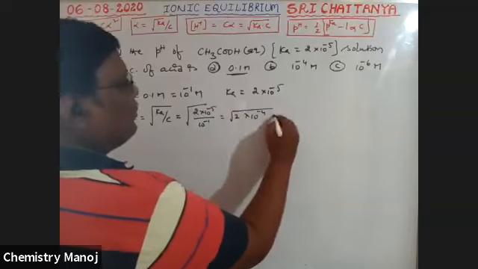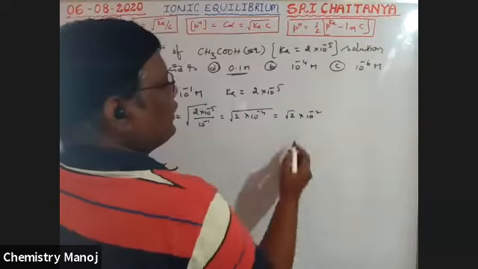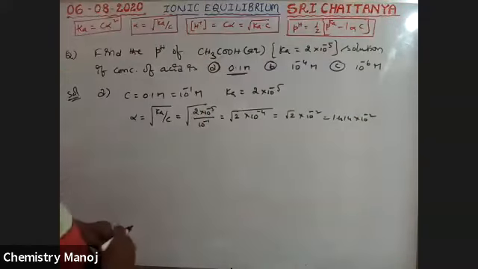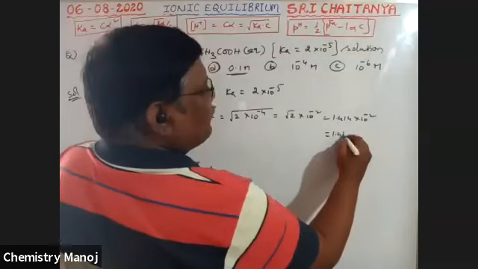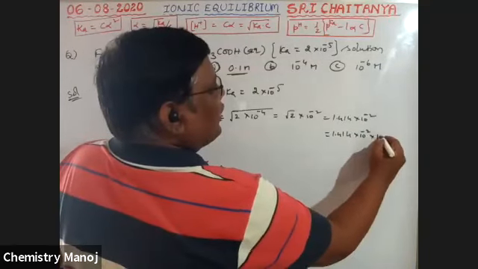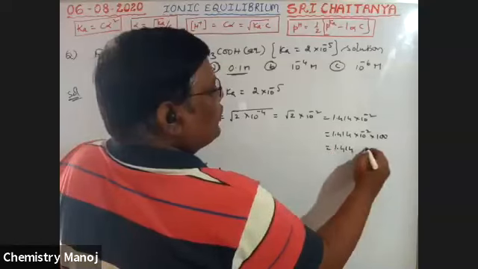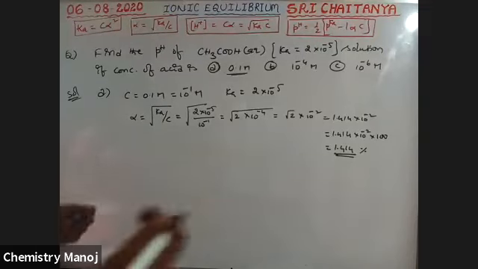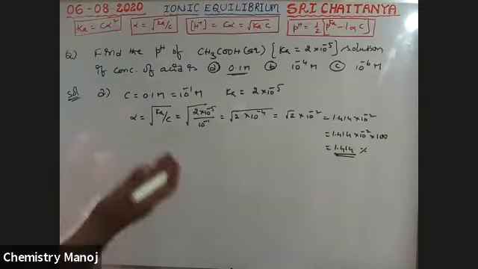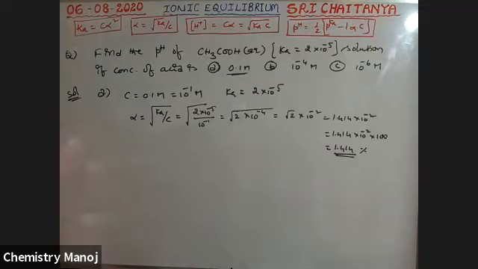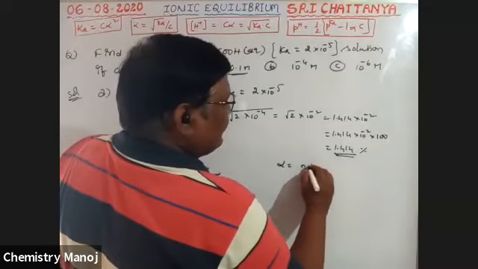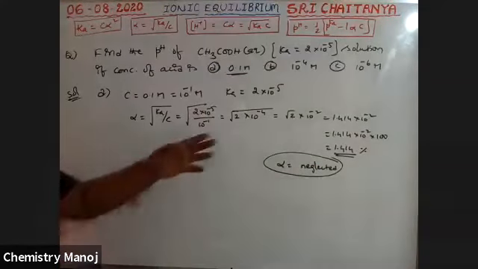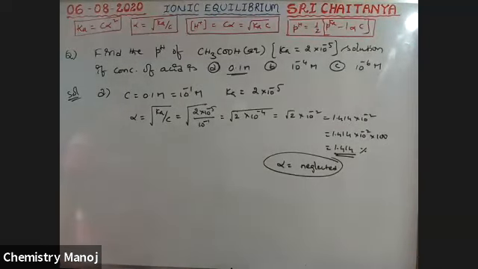Root 2 into 10 power minus 4 is equal to root 2 into 10 power minus 2, that is 1.414 into 10 power minus 2, which is equal to 1.414 into 10 power minus 2 into 100, which is equal to 1.41%. So it is a very negligible percentage. Out of 100, only 1.4% is there. Therefore this alpha is neglected, because alpha is very small.